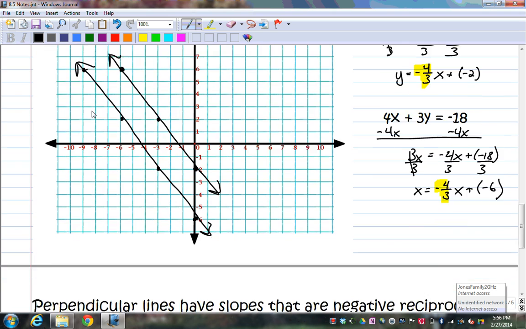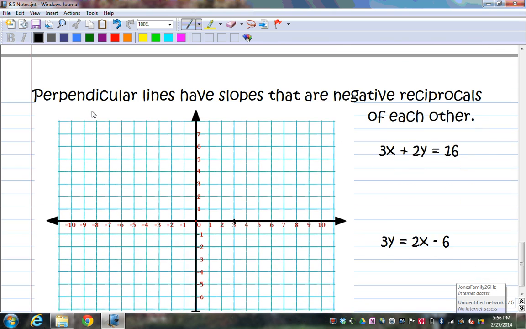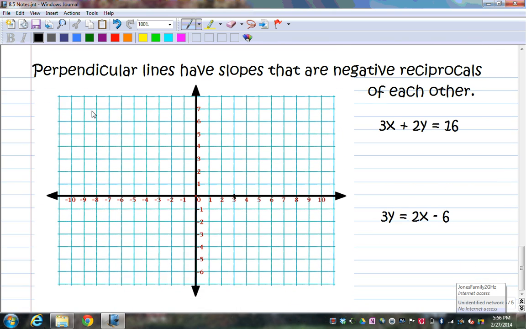Now, perpendicular lines have slopes that are negative reciprocals of one another. This is the one that most students have trouble remembering because same slope is easy to remember. Negative reciprocals are like, something about that whole terminology confuses them. So here, let's solve first for y. So we put it in slope-intercept form. First thing we do is subtract 3x from both sides. And we have 2y is equal to a negative 3x plus 16.